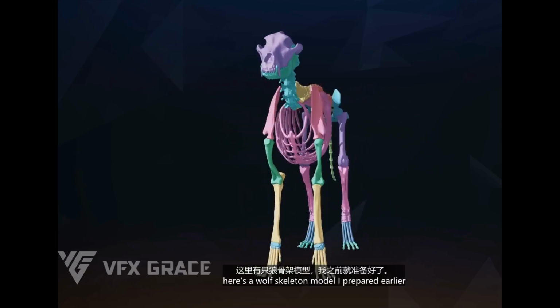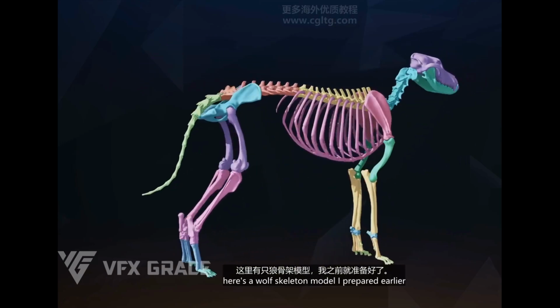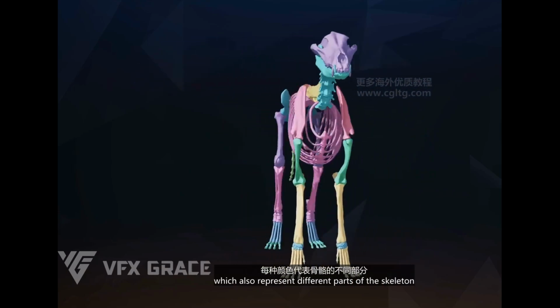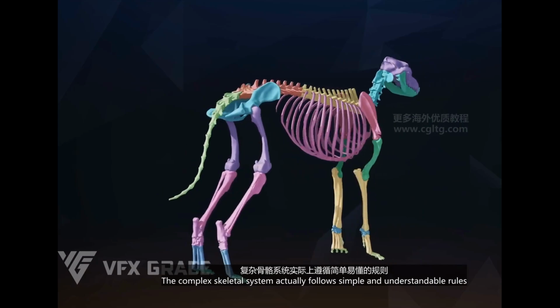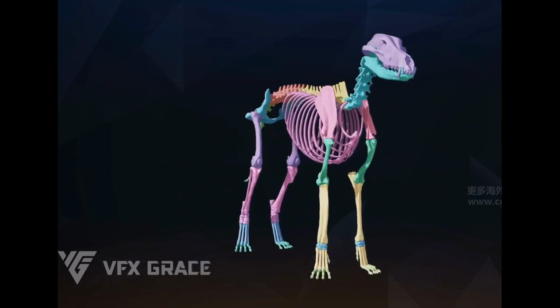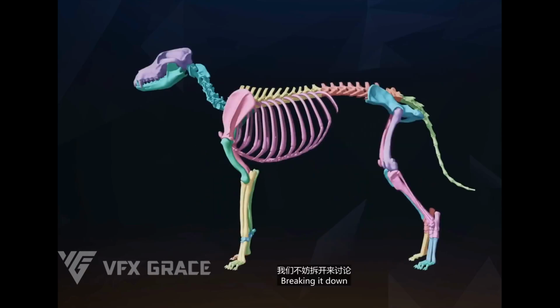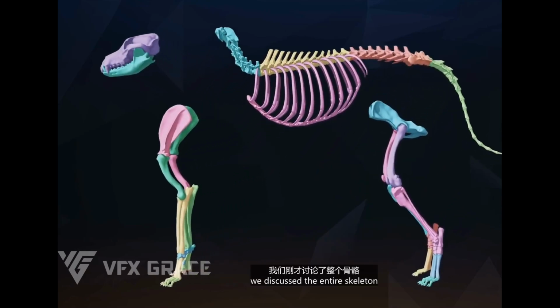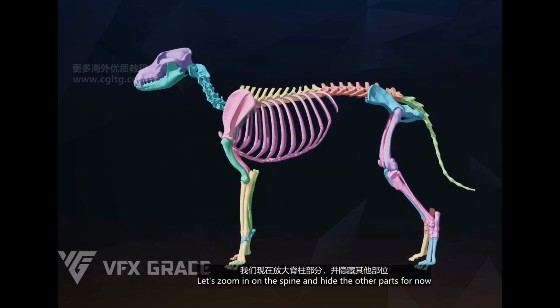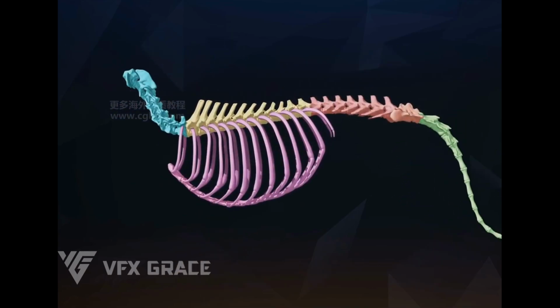First, here's a wolf skeleton model I prepared earlier. In this model, I've marked different colors, which also represent different parts of the skeleton. The complex skeletal system actually follows simple and understandable rules. Breaking it down, we discuss the entire skeleton, distinguishing four parts: the head, spine, forelegs, and hind legs. Let's zoom in on the spine and hide the other parts for now.